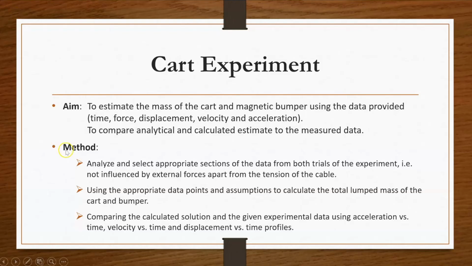Our method involves selecting and analysing appropriate sections of the data that is not influenced by the magnetic force of the bumper, nor the stopper, or any other external forces besides the cable's tension. Once we have determined the appropriate data points to use, we can use this information to estimate the total combined mass of the cart and bumper, while assuming that we are calculating the acceleration of the cart that is solely caused by the action of the 30-gram mass.